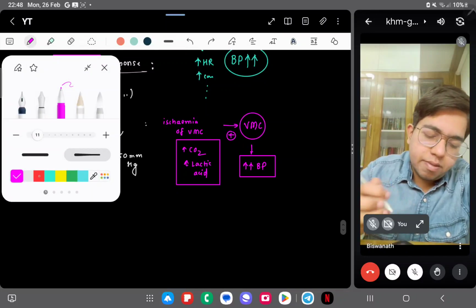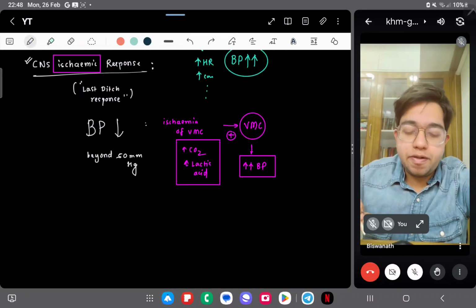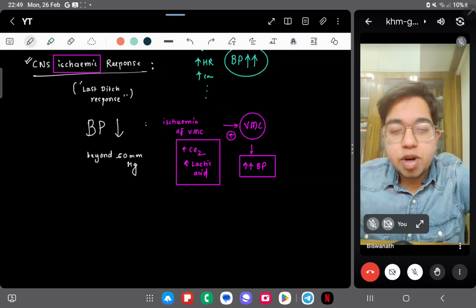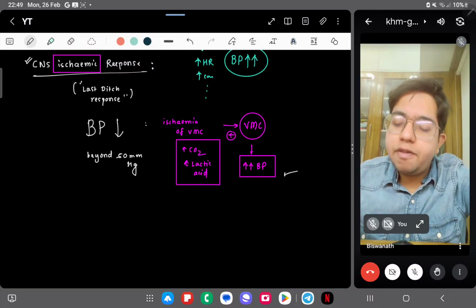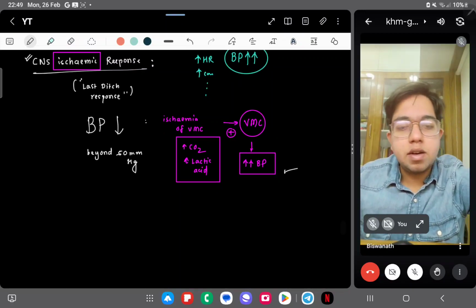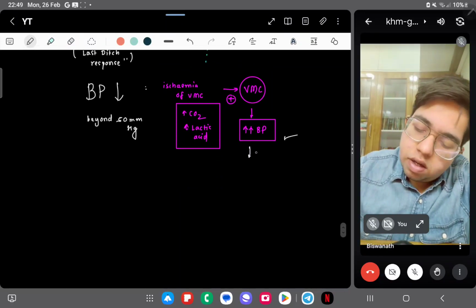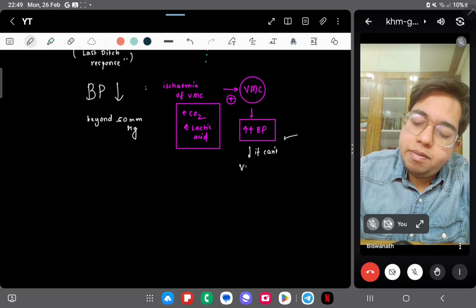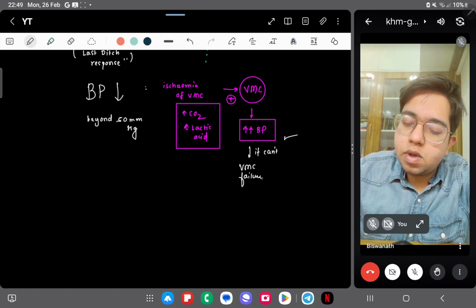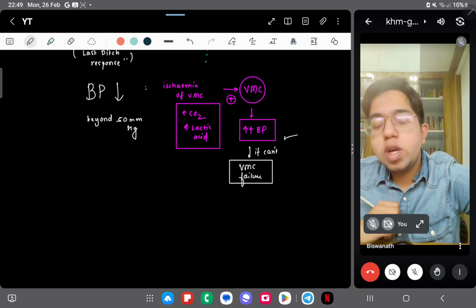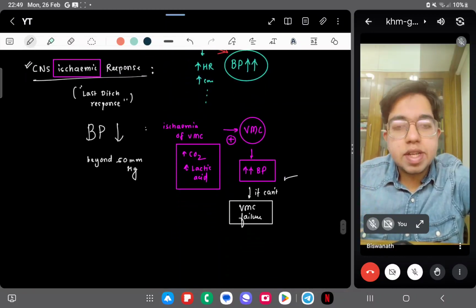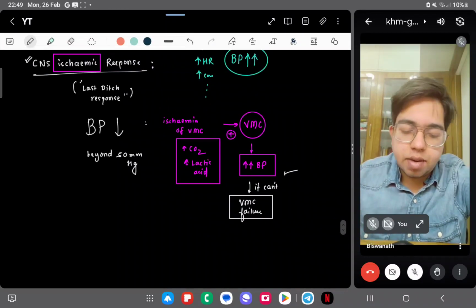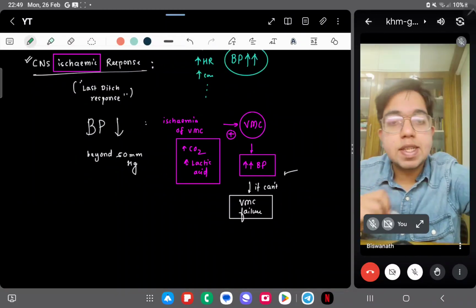But what we can do if the body is not reading, or your blood pressure is falling, even then the VMC is trying to stimulate the BP, but if it does well, good. But if it can't, there will be VMC failure. The person will not be able to increase the BP, and it's a very severe condition, leading to death. So these are your responses. These are your things which are important. CNS ischemic response, we discussed that.